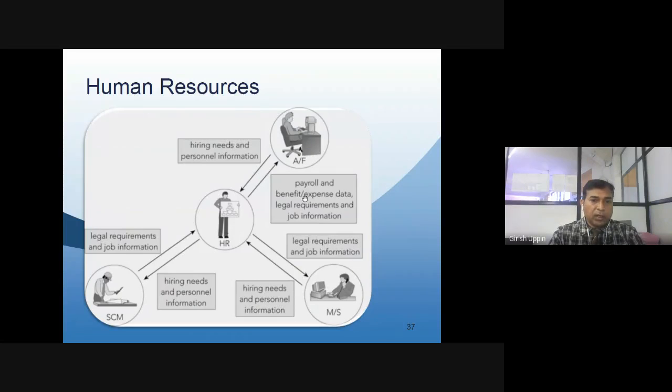So this is the HR. Basically, all the personnel needs in the future, and their skill set, and what is the amount of payment that can be given. Those information should be shared with the HR. So you can see the same kind of information is required from all the other functional areas.